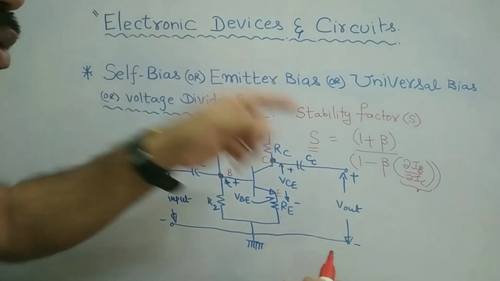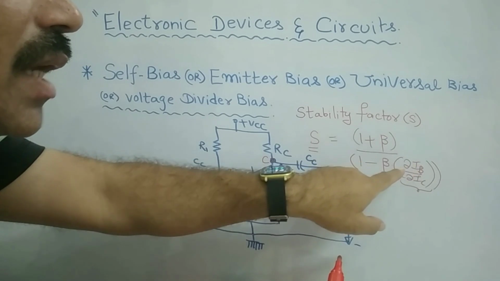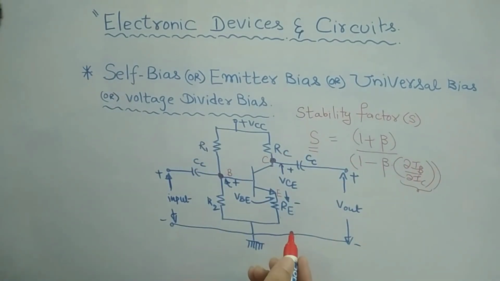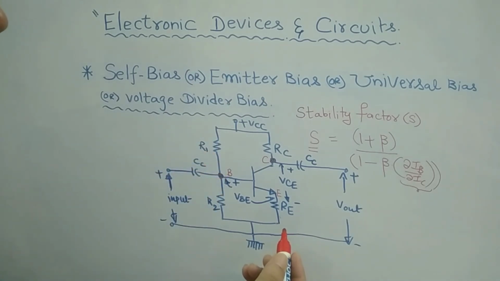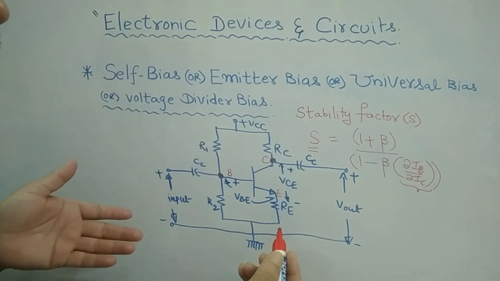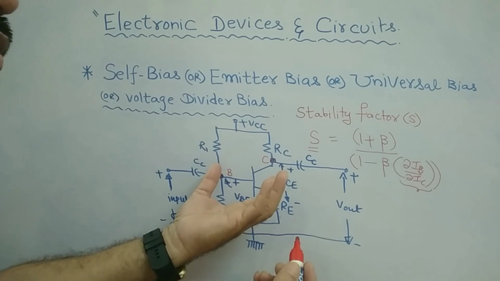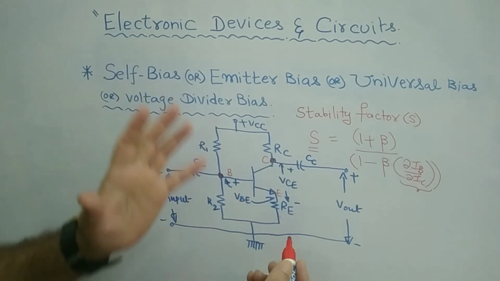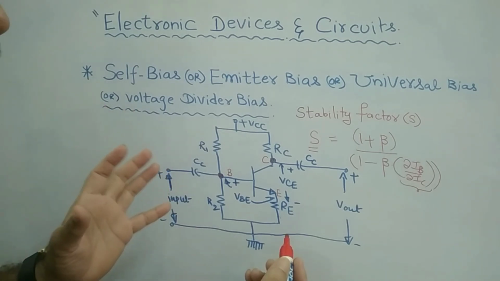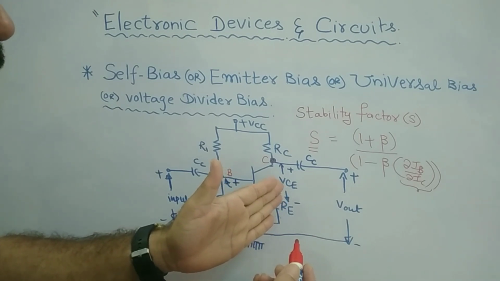For that, what do I need to do? I must write the expression for IB and differentiate that IB with respect to IC. That is my aim in this particular configuration. As I already clearly explained in my previous videos, for the given circuit diagram, whatever may be the bias, you have to apply KVL, Kirchhoff voltage law, at the input side of the transistor as well as the output side of the transistor, right?